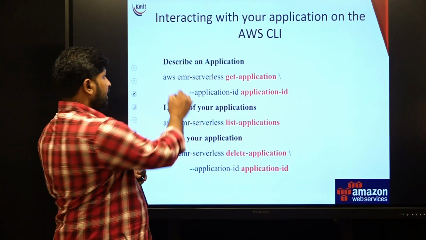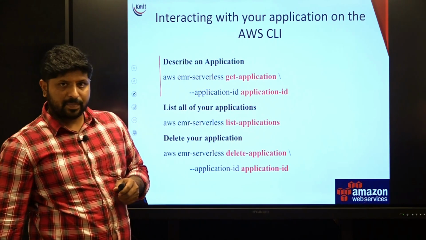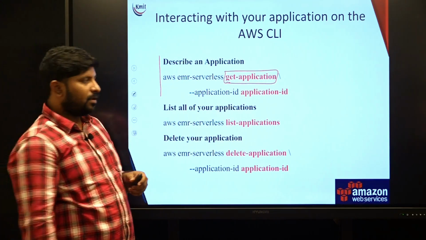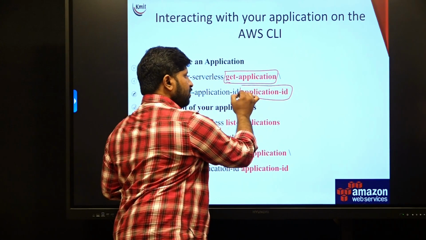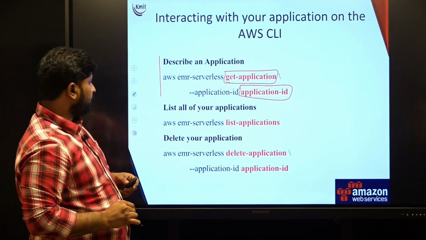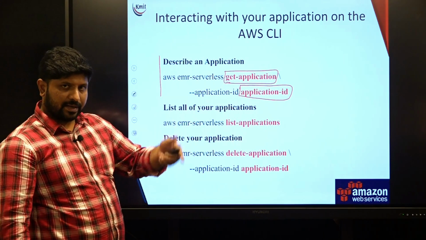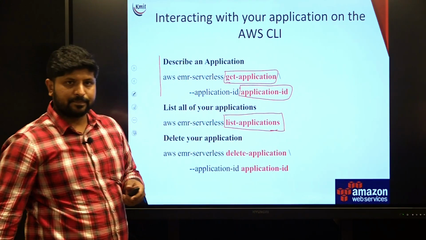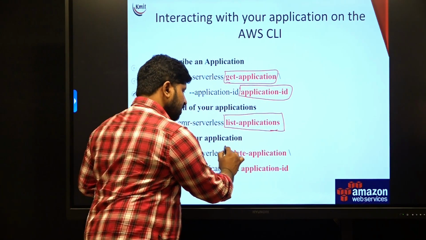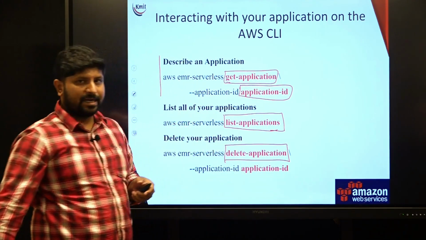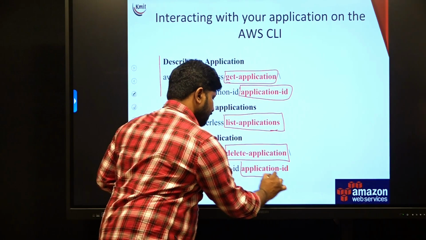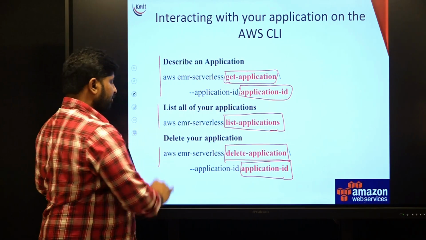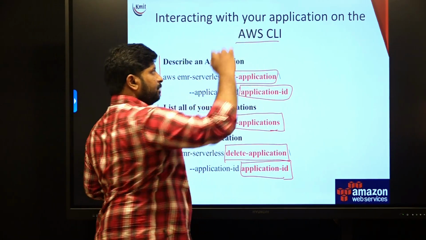Moving further, you can describe an application. If you want to describe an application, then get application is an attribute which you need to use, along with which particular application's description you require, that application ID. To list all the applications in the EMR serverless, the attribute which we are going to use is list applications. At the same time, if you want to delete an application, the attribute which we are going to use is delete application with the application ID, which particular application you want to delete. So all these are the commands which you can perform using AWS CLI.